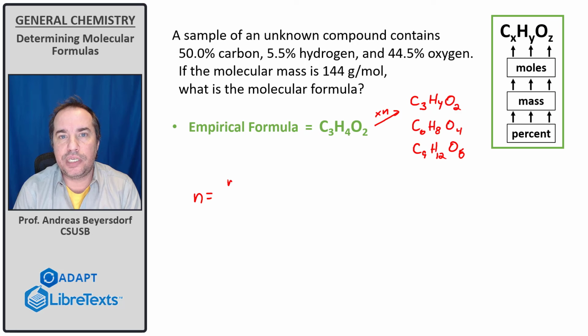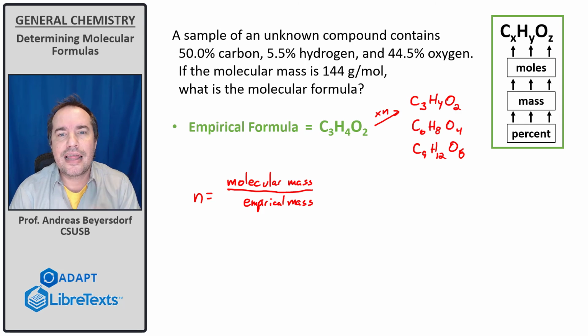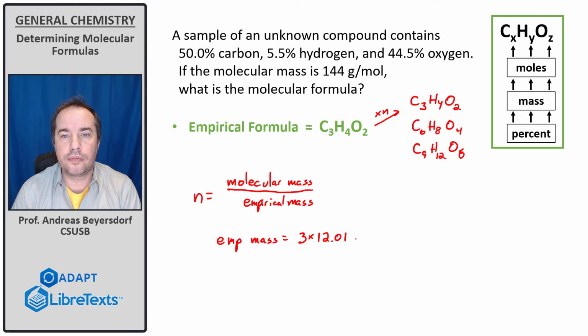So how do we find n? Well, to find n, we take the molecular mass and we divide by the empirical mass. What's the empirical mass? The empirical mass is the mass of our empirical formula. So let's figure out what that is. That is 3 times 12.01 plus 4 times 1.008 plus 2 times 16, and that's going to get us 72.062.